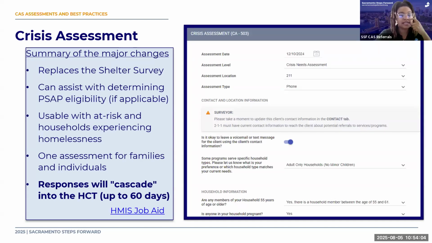And then responses will cascade into the HCT up to 60 days, which simply means that a lot of the questions that are on the crisis assessment are also on the HCT. So instead of you having to redo those questions, they'll cascade over, meaning that they will move over there as well. So you don't have to answer all of the same questions again, which is really nice. So if you do a CAR first, trying to get them into shelter, right? This is that idea of escalating, trying to get them into shelter first. Then you do the HCT, it'll automatically upload the same questions. They'll answer it the same way. And then there is an HMIS job aid as part of this slide. So that's going to be supremely helpful in giving you really detailed steps of how to conduct the crisis assessment.